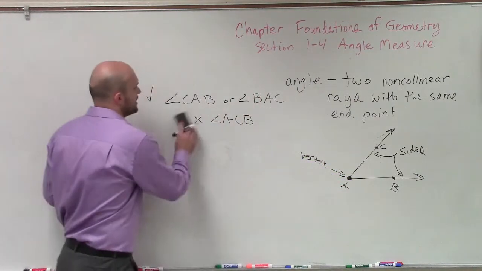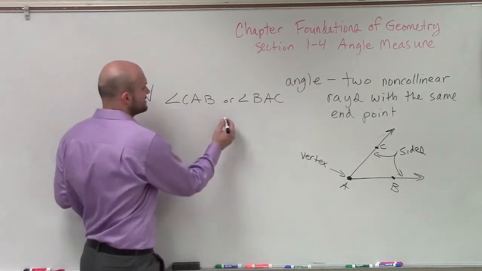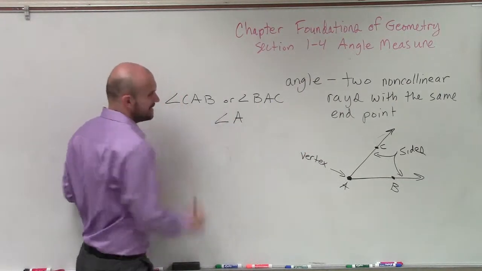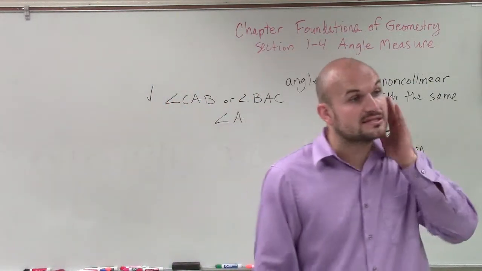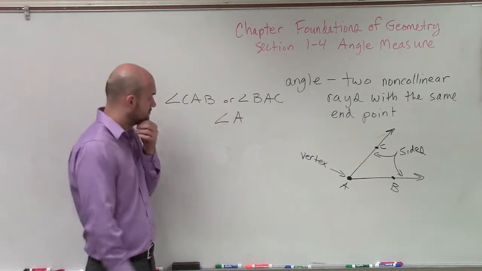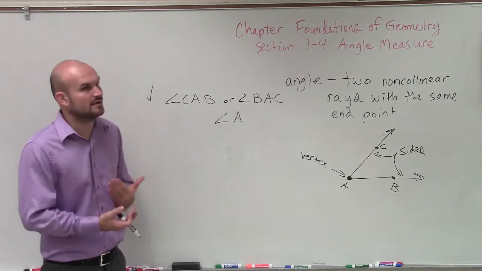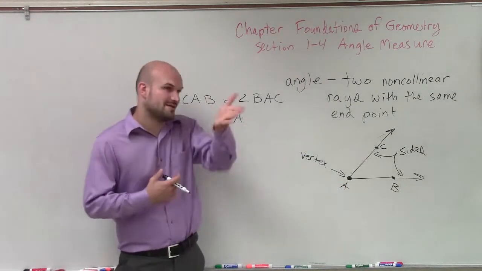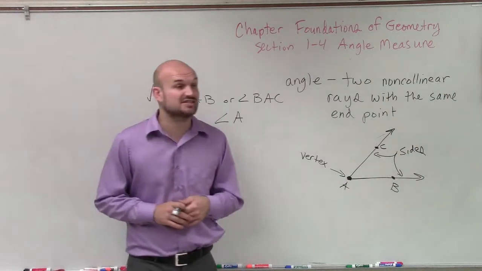There's also another way that we can write it. A lot of times you can say that vertex in the middle, and we just call it angle A. So sometimes you can also just call it by its vertex. Yes? What if the angle's facing that way? Would you change the direction of the answer? It doesn't matter. The order is not going to matter, as long as you still have your vertex in the middle. So we can also call this angle A because that's its vertex.